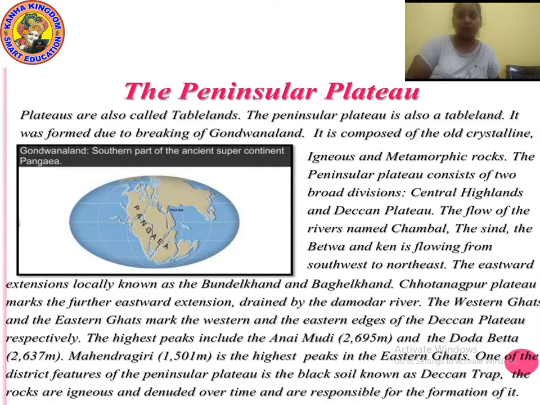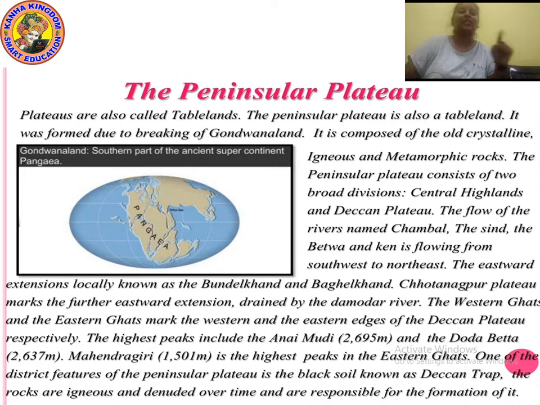The Peninsular Plateau has been divided into two parts, the Central Highlands and the Deccan Plateau. Here it is being said that the rivers Chambal, the Sindh, the Betwa and the Ken are flowing from southwest to the northeast. Clear? Now, the eastward extension is known as Bundelkhand and Baghelkhand. The Chota Nagpur Plateau is a further extension towards the east, drained by the Damodar River.